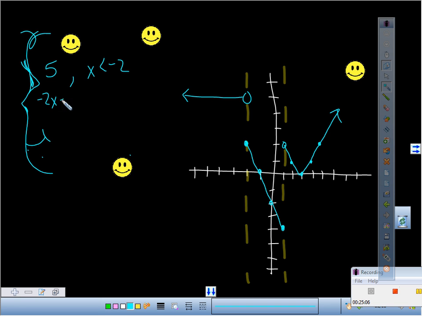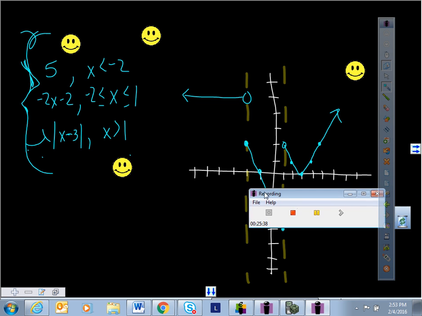Negative 2x minus 2, when x is between and equal to negative 2 and 1. And the absolute value of x minus 3. Yeah, it's a B. Look at that. It's a B. And x is greater than 1. Now, could you have made these two more linear equations? You could have, and I couldn't have counted it wrong. Okay?